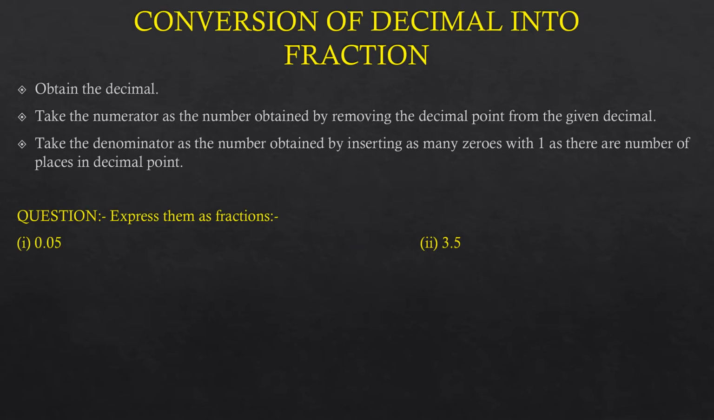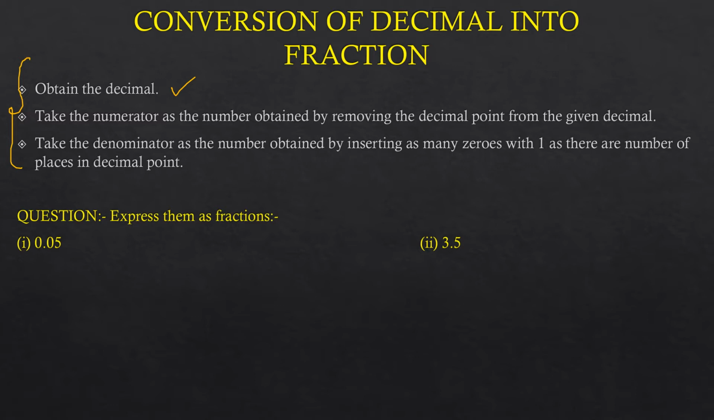First of all, we have to learn the steps which will help us to convert decimals into fractions. The first step is obtain the decimal, meaning we should be given a decimal number. The second step is take the numerator as the number obtained by removing the decimal point from the given decimal.